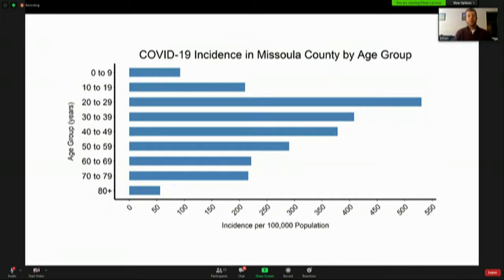Now, an important message from this figure is that younger individuals, although less likely to experience severe symptoms, are still contracting the virus at a high rate, and they play a role in spreading the virus to others. So all age groups have to do their part in practicing social distancing, wearing masks, and getting tested, even if you only have mild symptoms.